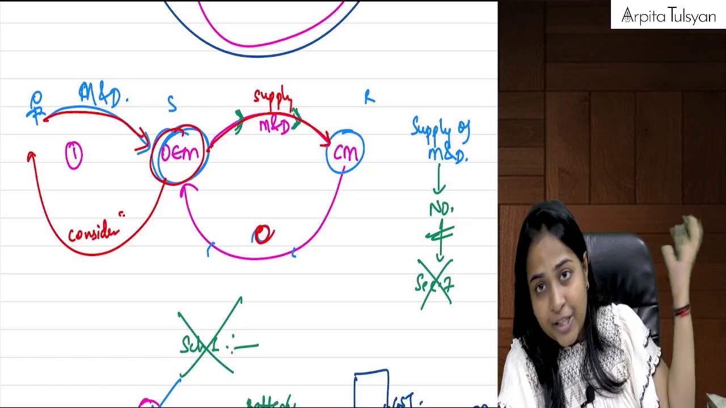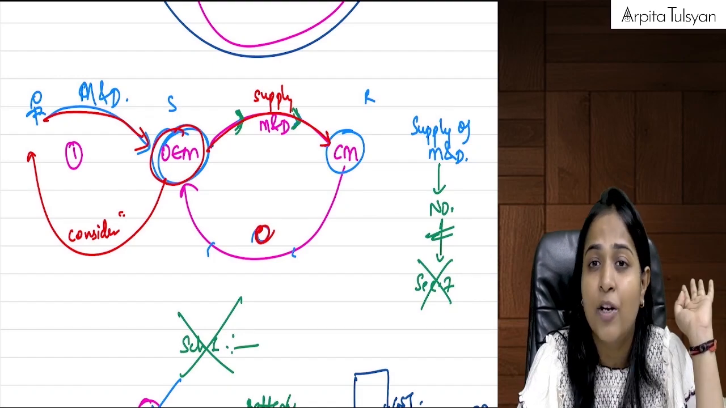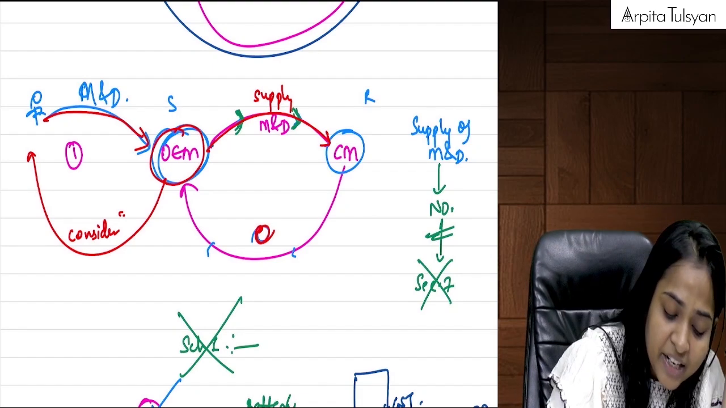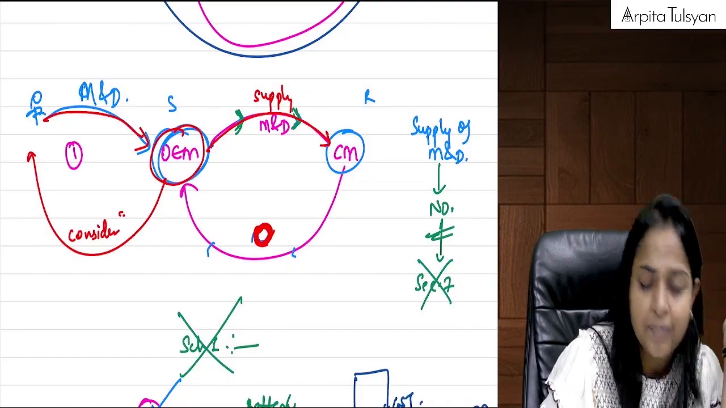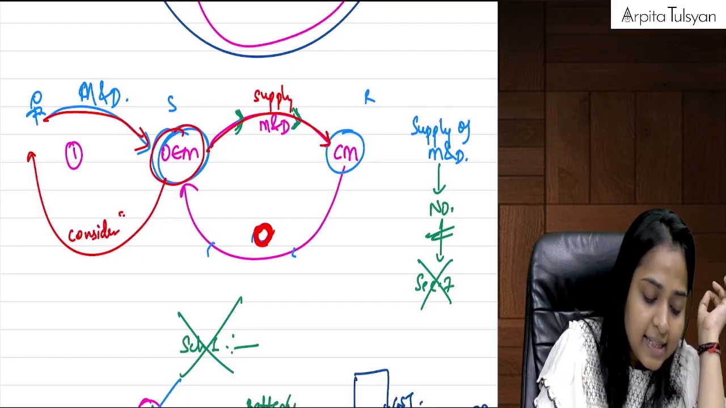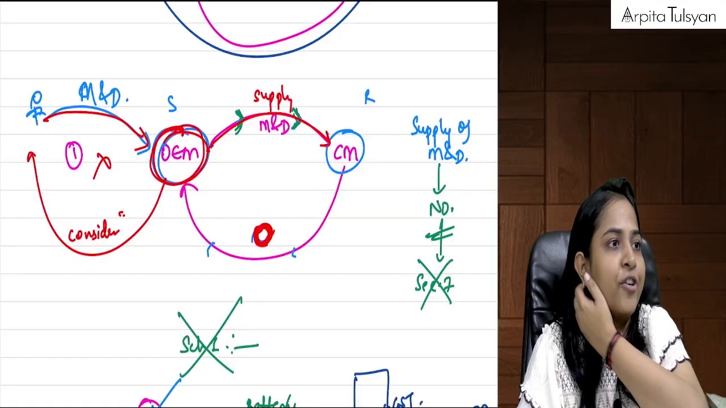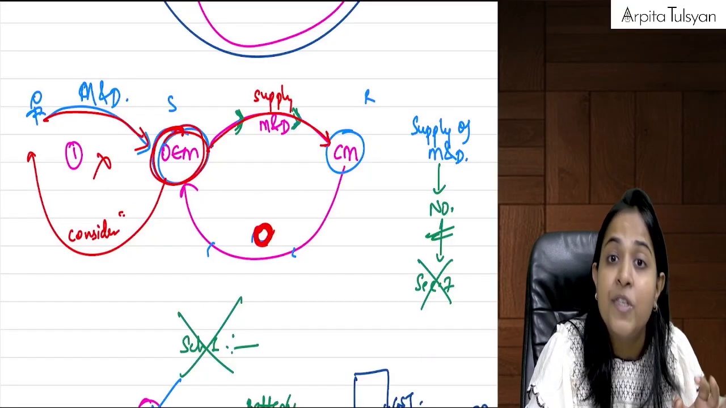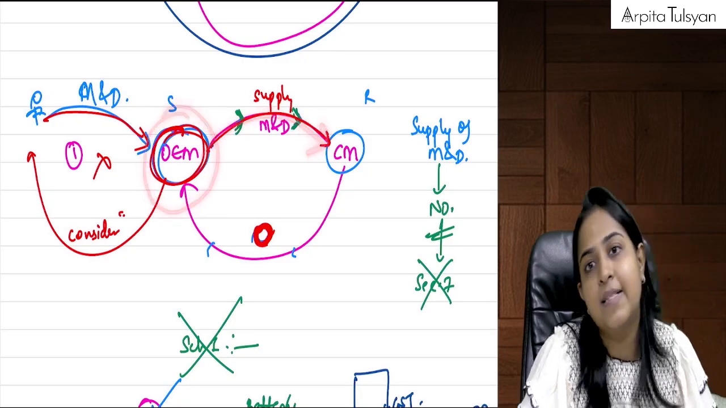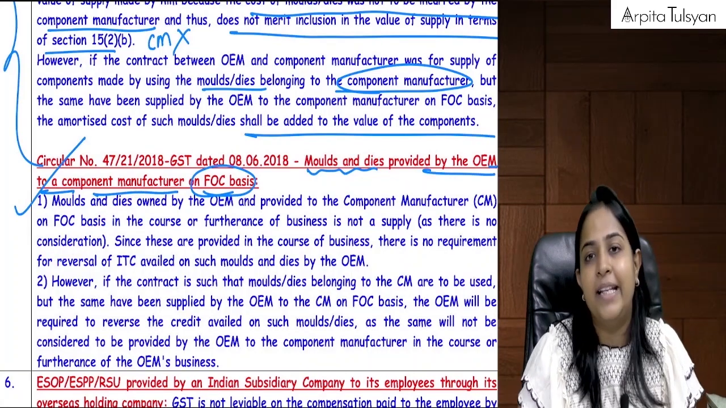Whatever the purchases of the OEM were, on those purchases ITC is not required to be reversed under Section 17, Rules 42 and 43. You are not required to do any reversal, even if there is no tax on the outward supply. Even if there is no tax on the further supply, still the OEM is not required to reverse any ITC on its input, because this was done in the course or furtherance of business, where it was the responsibility of the OEM to provide it to the CM. Are you understanding this? Yes, this is the first point that they are telling us here.